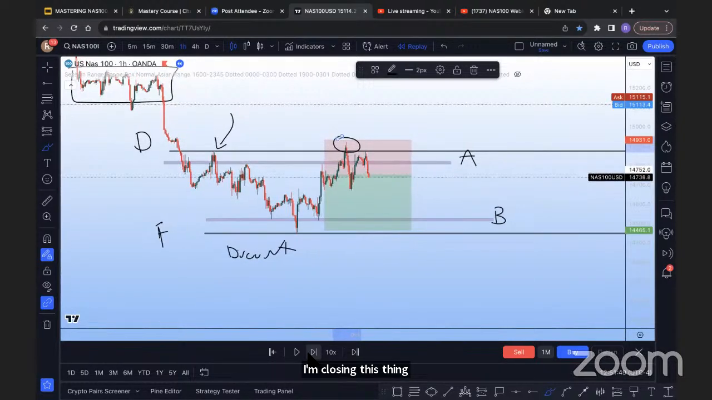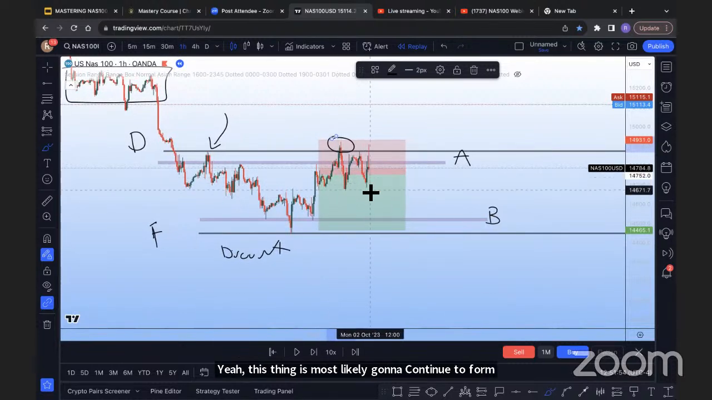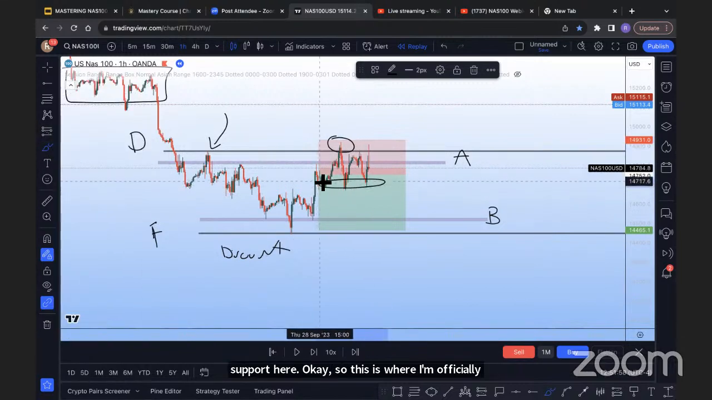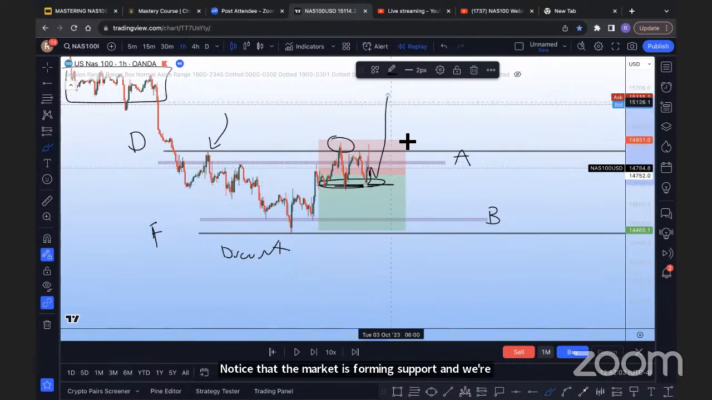Yeah, this thing is most likely going to continue to form support here. Okay, so this is where I'm officially starting to notice that the market is forming support and we're just not able to break that zone. At this point, more than likely, we're going to start to push up.